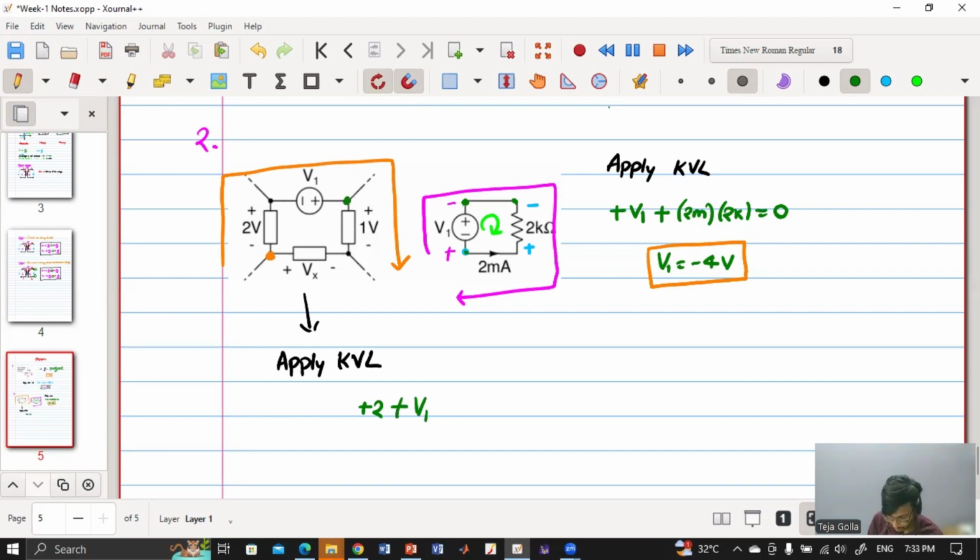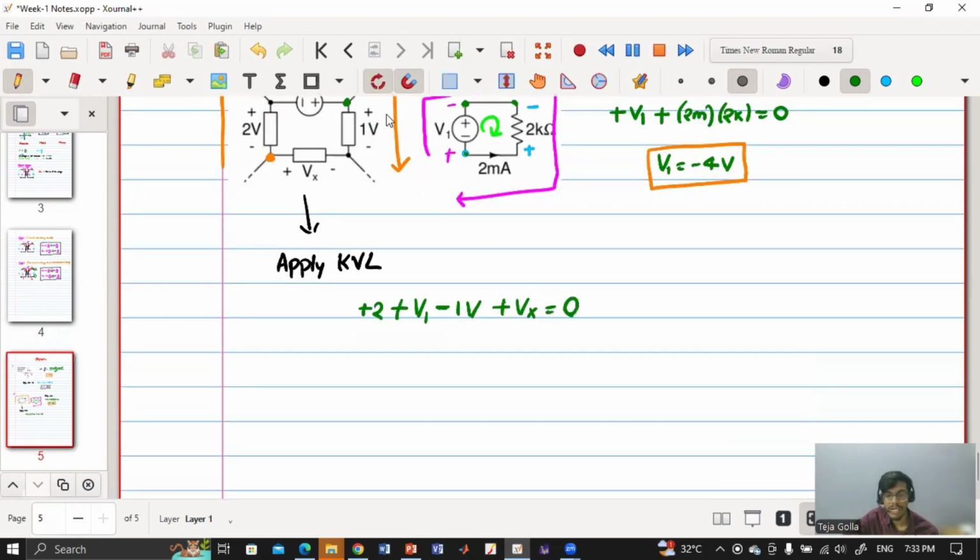Similarly, from here to here, we are going to a lower potential. So it is minus 1 volt. And again from here to here, is it plus Vx or minus Vx? Plus Vx, because we are going to a higher potential. So you have to use the polarity that they have given. Now whether Vx is positive or negative, that's secondary. So now we will get Vx equals V1 minus 1, where V1 is minus 4, so Vx is 3 volt.